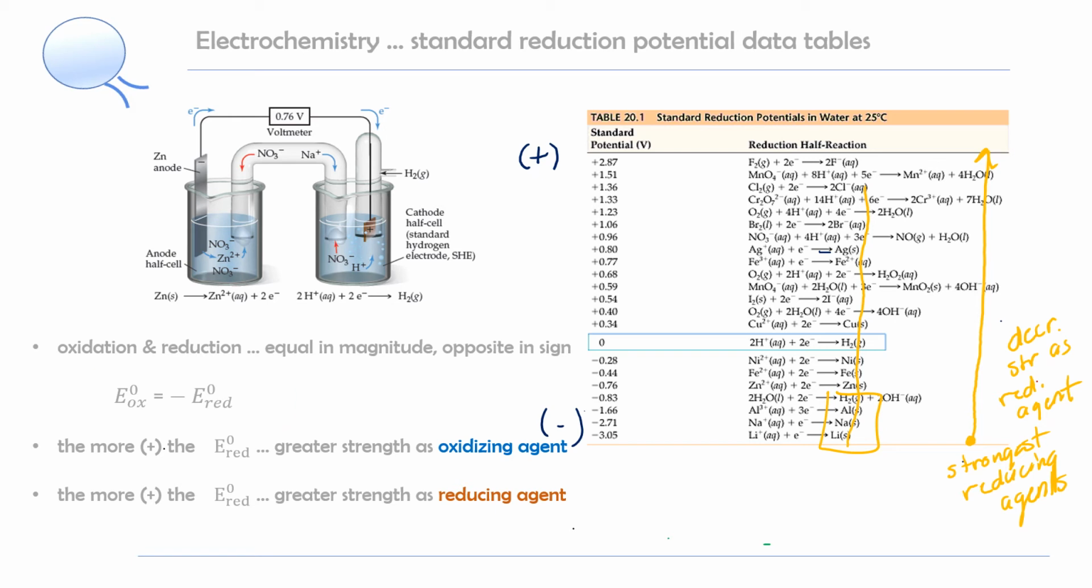Okay, when using data tables of standard reduction potentials, remember oxidation and reduction are opposite sign. And the more positive the standard reduction potential, the greater the strength as an oxidizing agent. The more negative the value of the reduction potential, the greater the strength as a reducing agent.